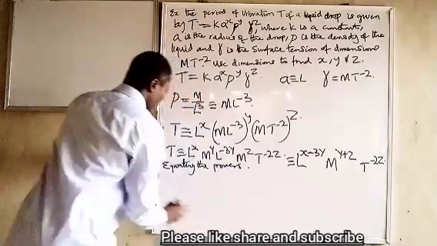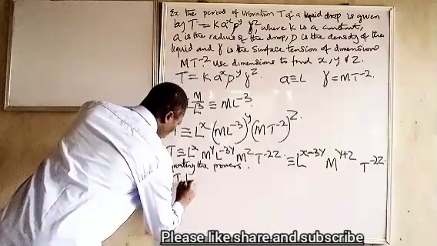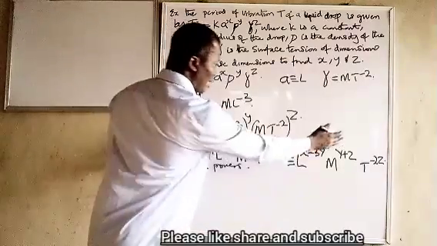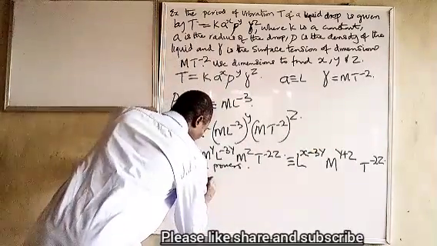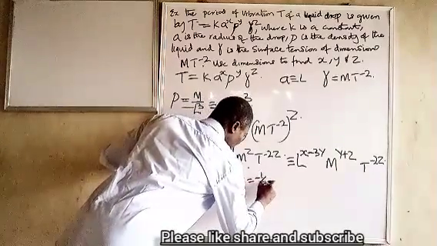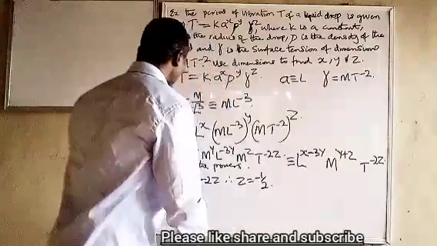Let's take it in terms. For T, 1 on the left side is T raised to power 1, and on the right side it is minus 2z. Therefore, z is equal to minus half. Let us now work for that of n.